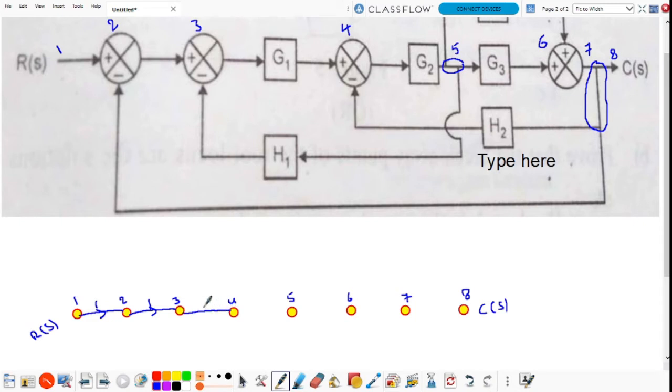Now here the gain of the branch is G1. And node 4 to node 5, the gain is G2. Node 5 to node 6, the branch gain is G3. Node 6 to node 7, the branch gain is 1. And node 7 to node 8, the branch gain is 1.